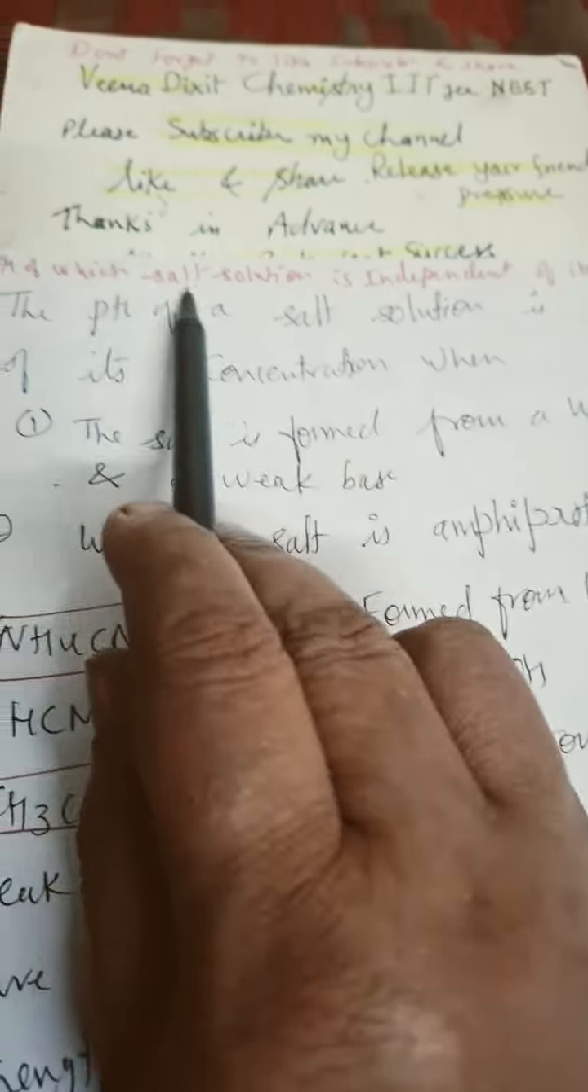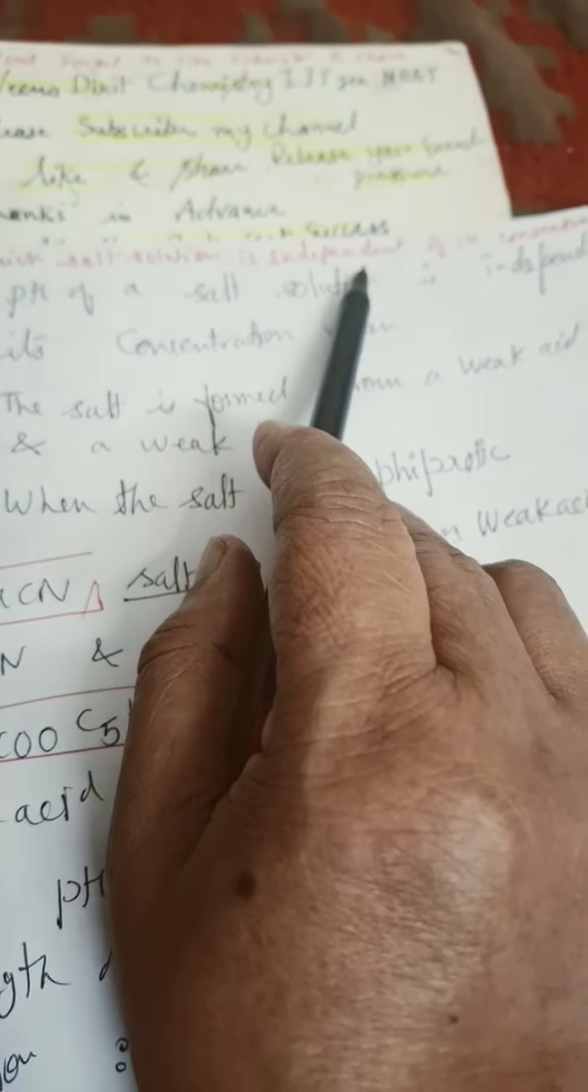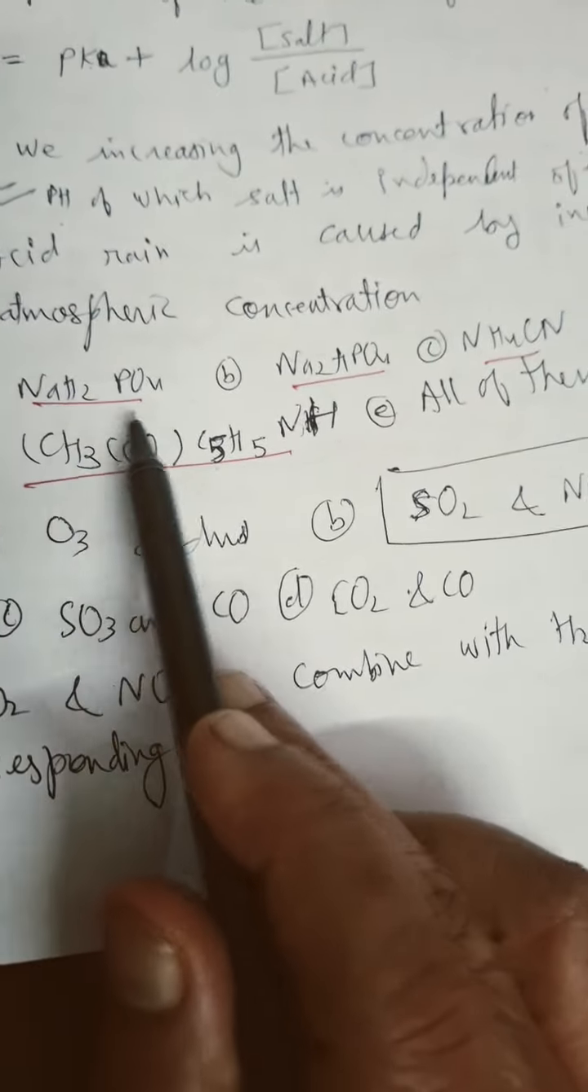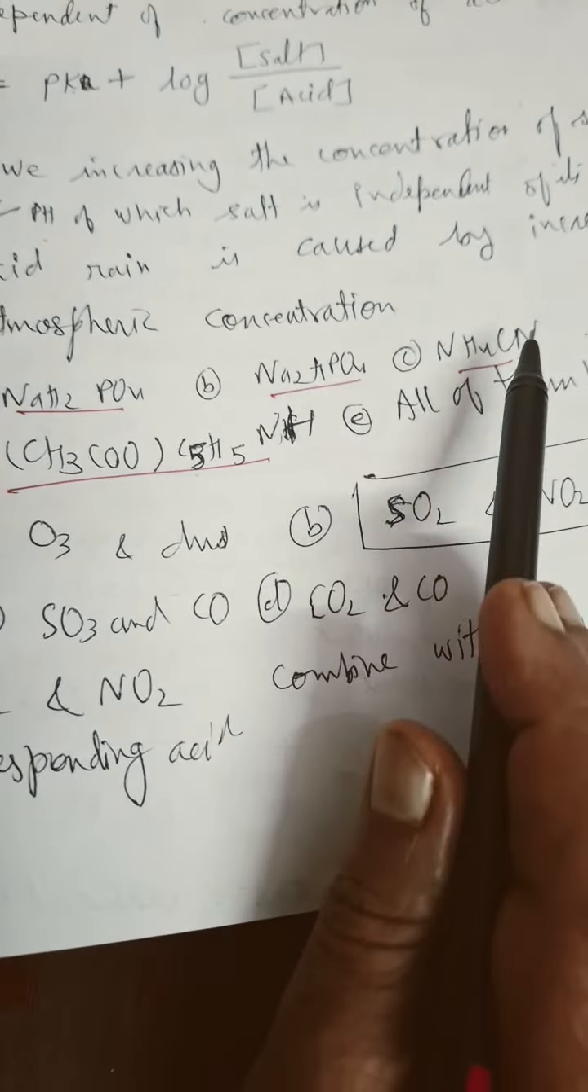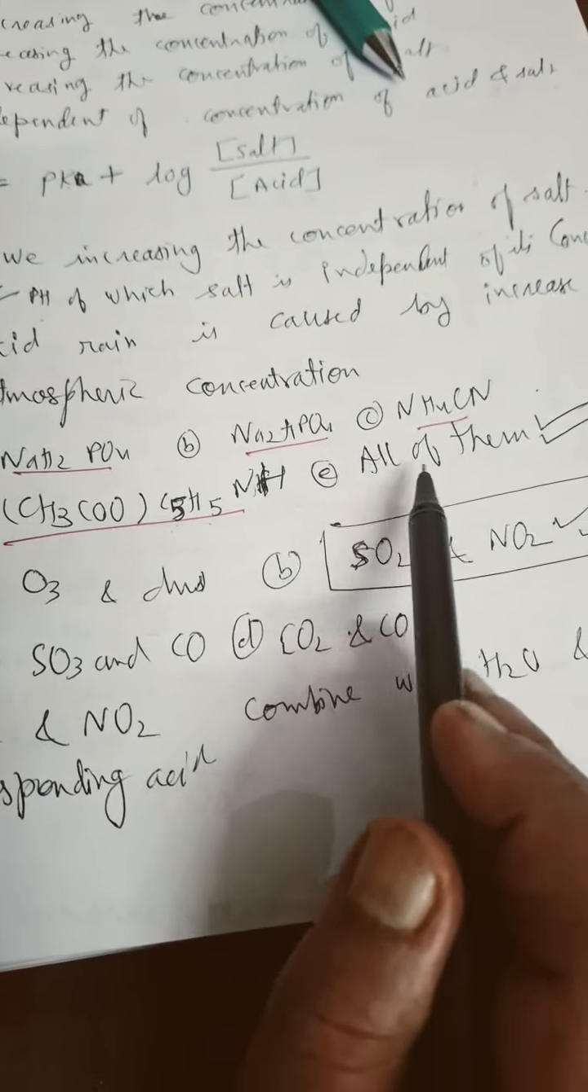Here is a very important ionic equilibrium question. The pH of which salt solution is independent of its concentration? Here I have given some options: NaH2PO4, Na2HPO4, NH4CN, CH3COO C5H5NH, and all of the above. So these we discuss over here.